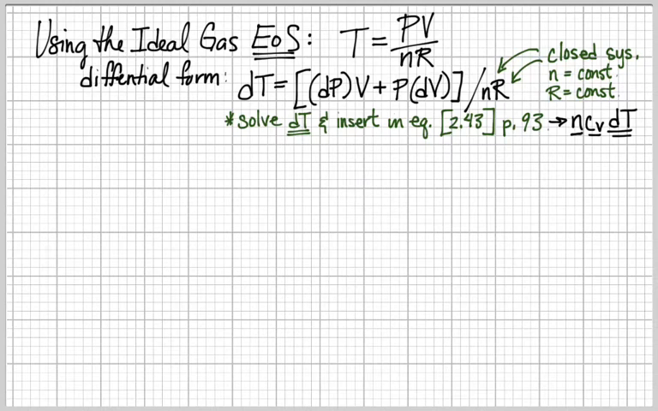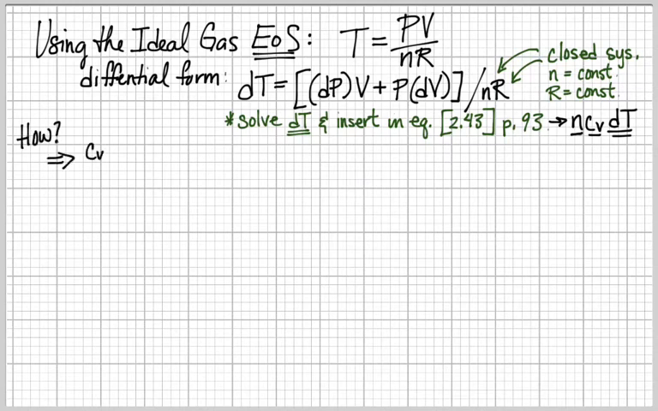Now I'm going to solve for dT and insert it into equation 2.43, which you will see on page 93, for the n times C_V times dT. So I'm going to try to insert my pressure-volume relationships instead of a temperature relationship. This takes a bit of work to get through, so we're going to work through those equations and show how we get there, because inside of the textbook it's not very clear.